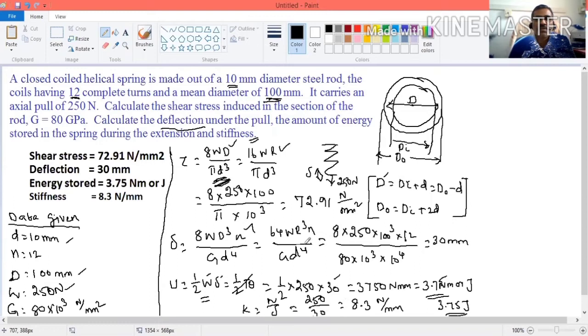Straight substitution. The shear stress in the spring material is 72.91 Newton per millimeter square. Delta is equal to 30 millimeter. And strain energy stored, that is energy stored in the spring, is 3.75 joules, and stiffness of the spring is 8.3 Newton per millimeter, right?